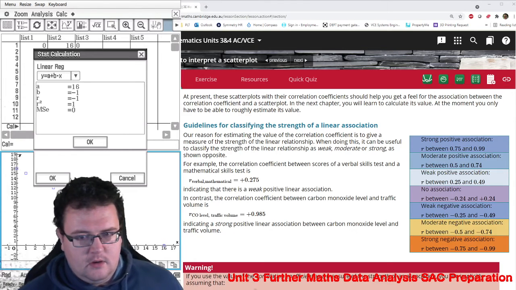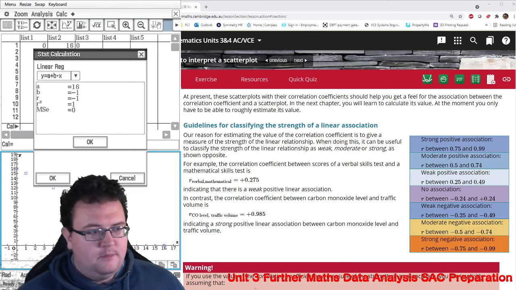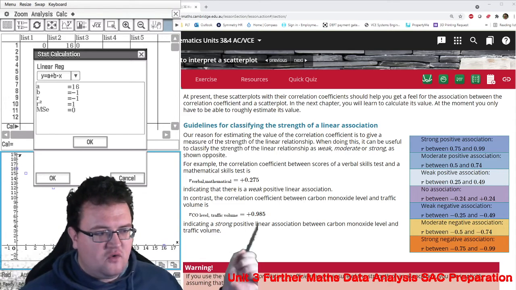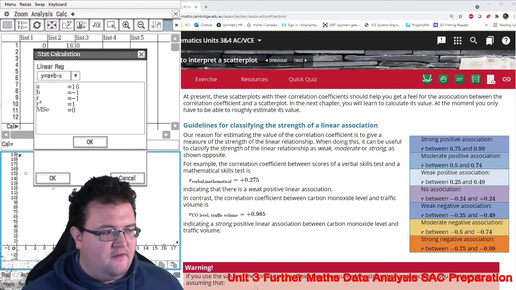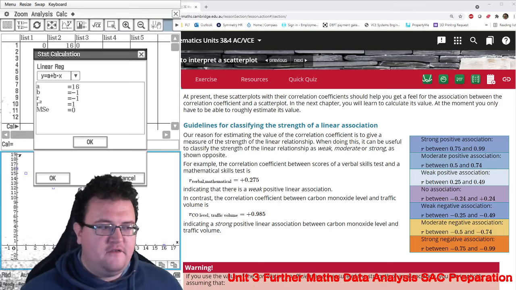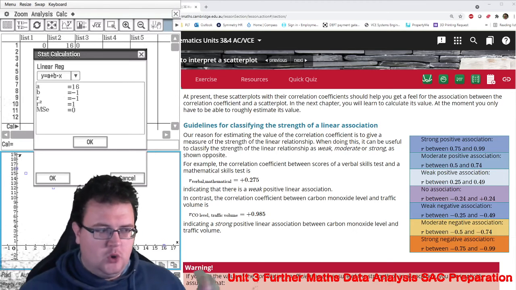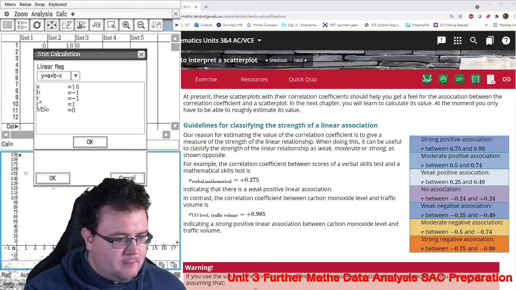Yep. All right. Got it. So you're going to have different degrees of strength depending on what that r value is. Remember that r squared is your coefficient of determination, which we'll talk about in a later question.